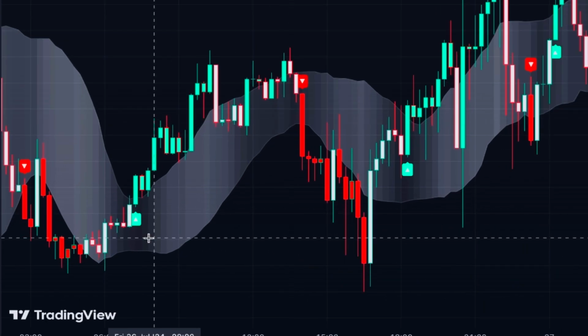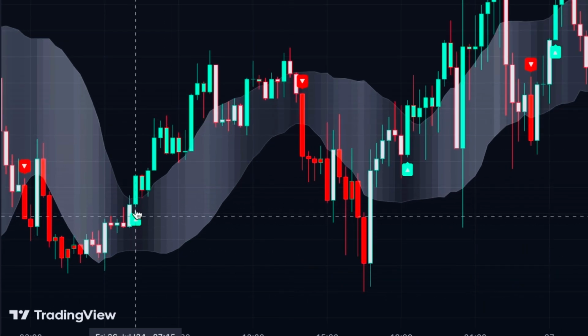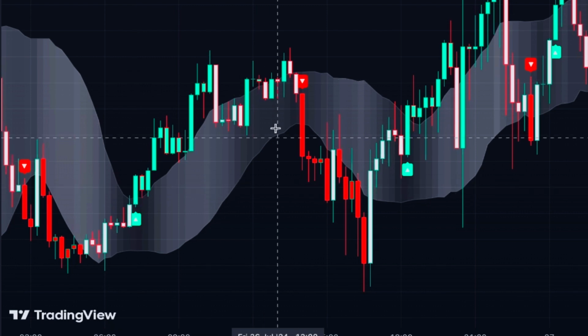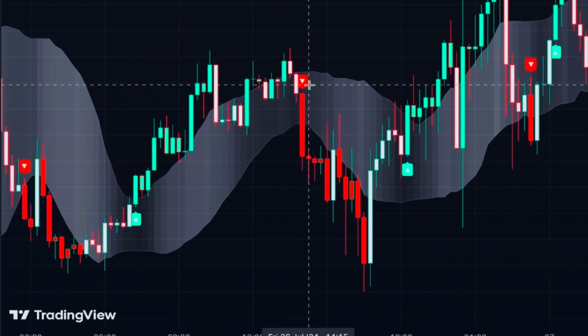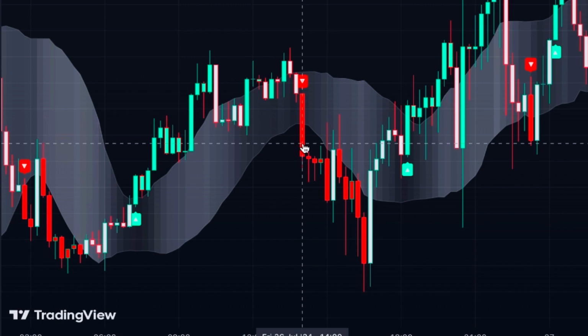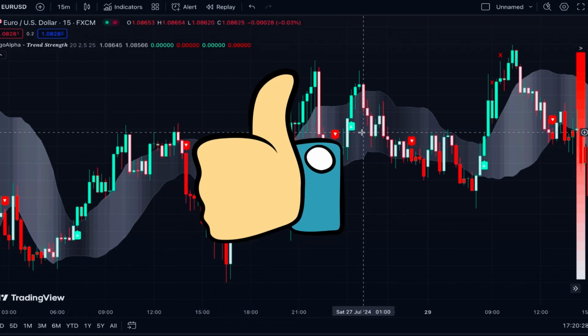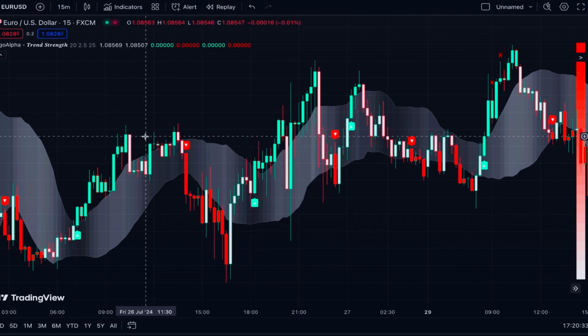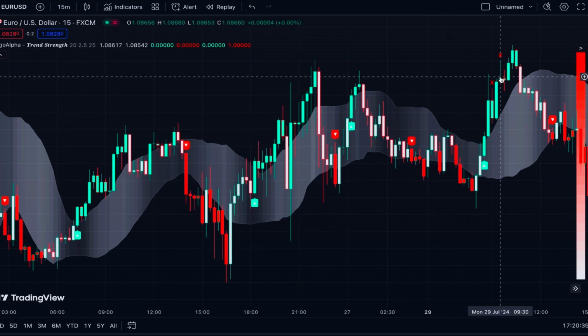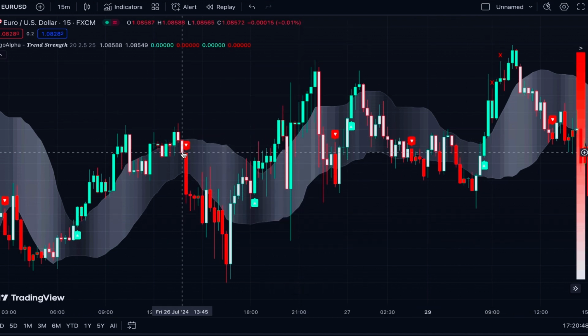When the price goes above the cloud, it's a buy signal and the candle becomes green, and when the price closes below the cloud, this is a sell signal and the candle becomes red. So basically, by watching the color of the candles, you can find out how the market is moving. When the candles are green, the price is advancing, and when the candles are red, the price is declining.